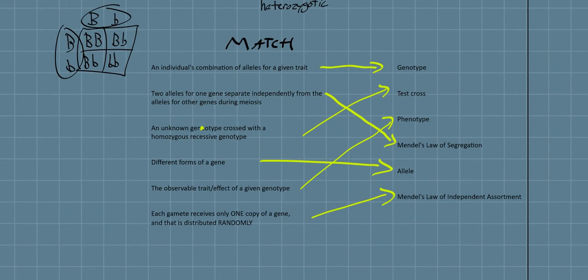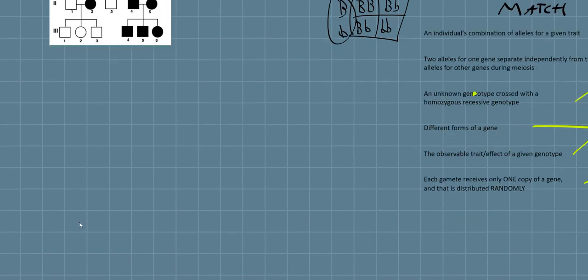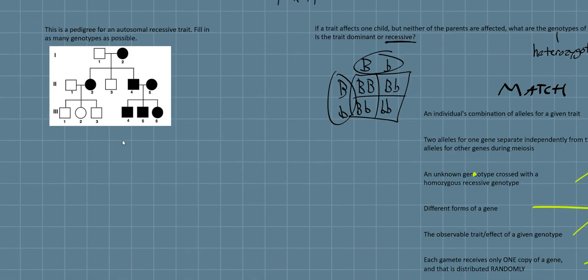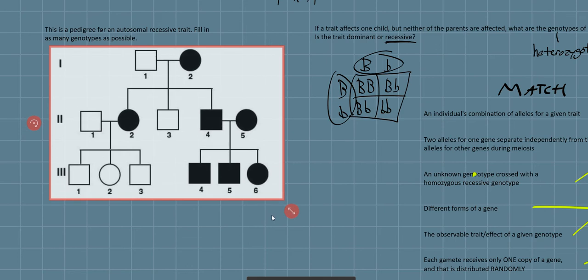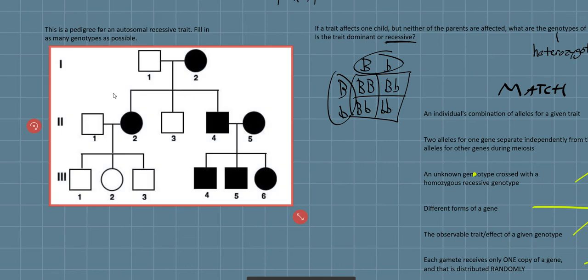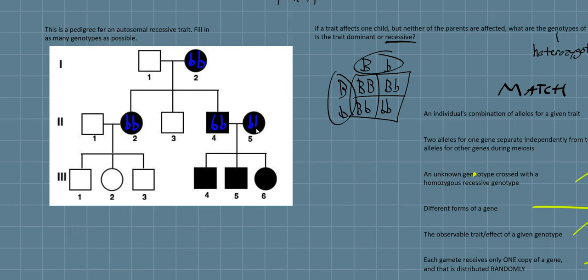There's one more thing that I wanted to do here in Unit 5, which was to take a look at this pedigree. It says it's for an autosomal recessive trait. Fill in as many genotypes as possible. So I'm going to use B's like we've been doing before. If it's autosomal recessive, we know that everybody who's affected has little b, little b. And there's no reason I've been using B in this video. I just picked a letter and stuck with it. For everybody else, we're not so sure.